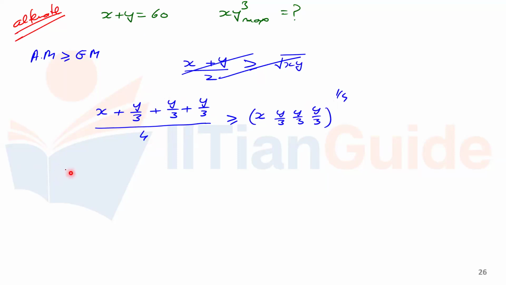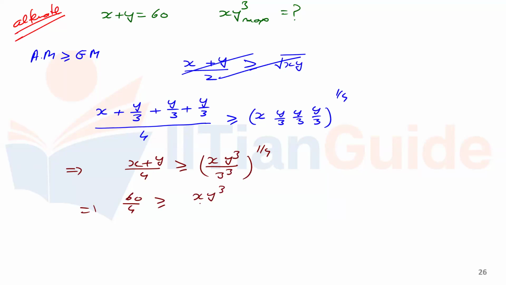So I have got a result that I am writing. Just wait a minute. (x plus y) divided by 4 is greater than or equal to (x y cube divided by 3 cube) to the power 1 by 4. On the left side, x plus y is 60, so 60 by 4, I am putting, is greater than or equal to (x y cube divided by 3 cube) whole power 1 by 4.